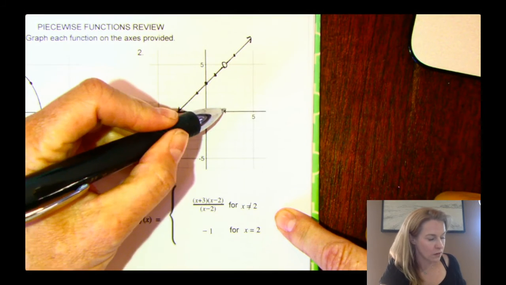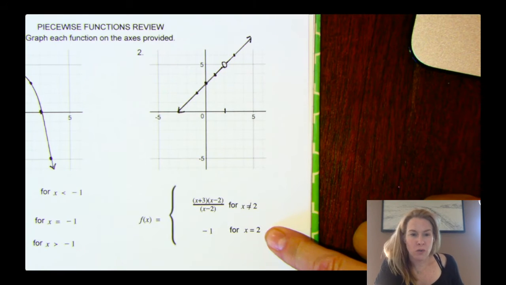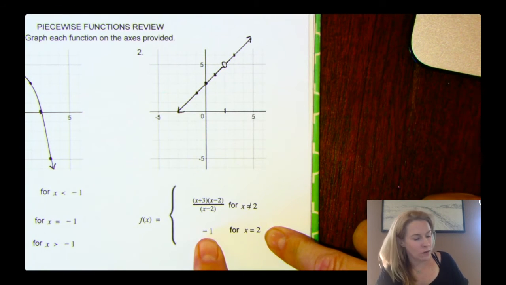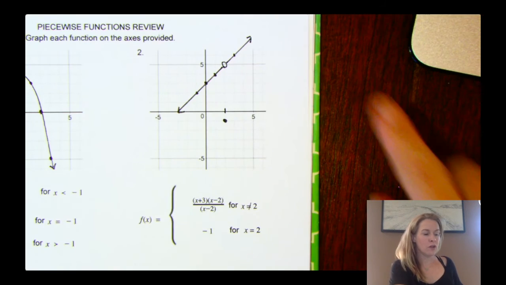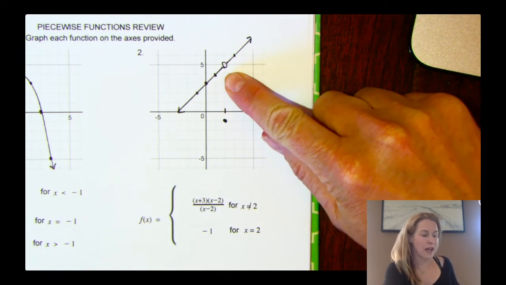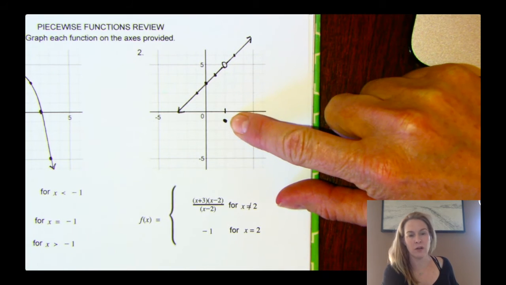Of course, 2 is right here. When x is 2, we have the output value of -1. So that's just a point at 2, -1. So we have a linear function with a hole in it, and then of course at 2 our value is defined down here at -1.